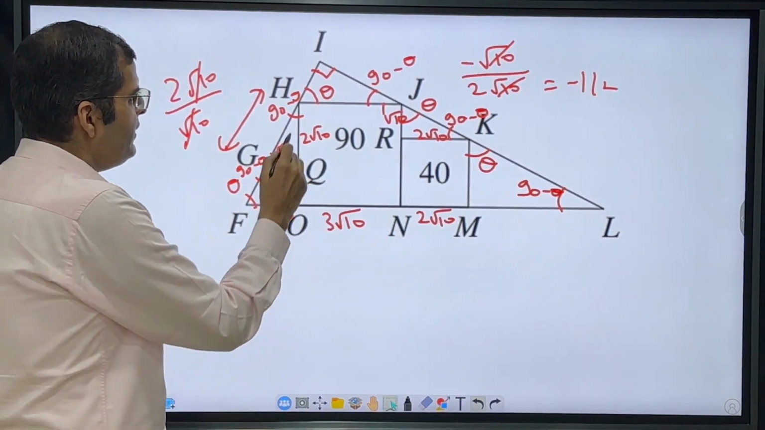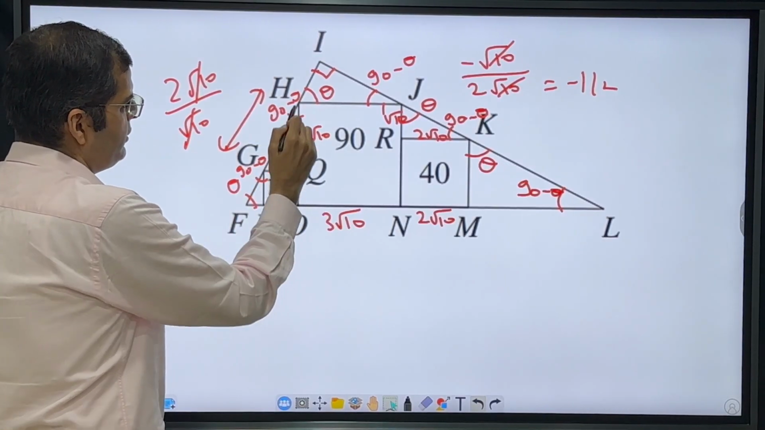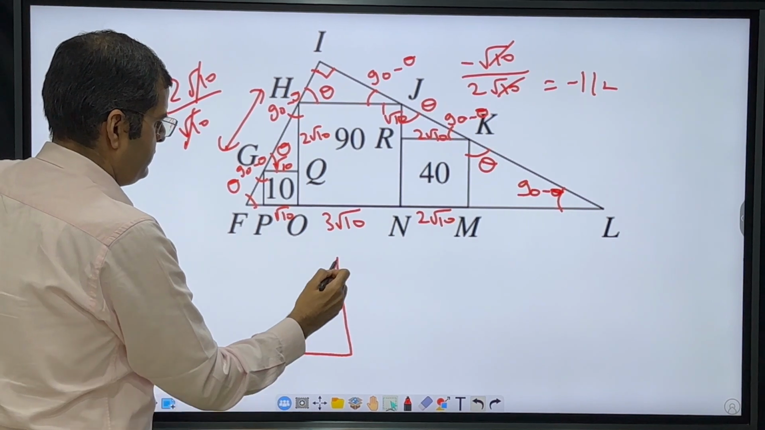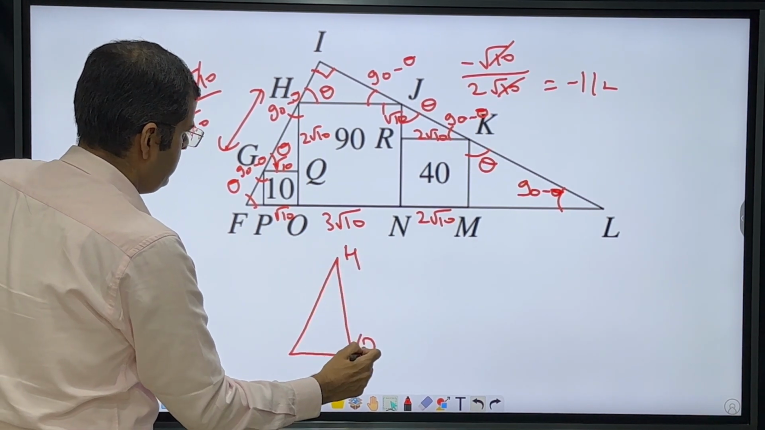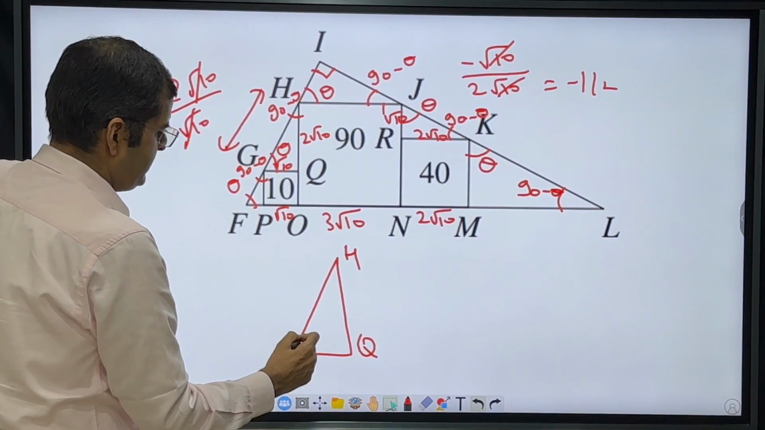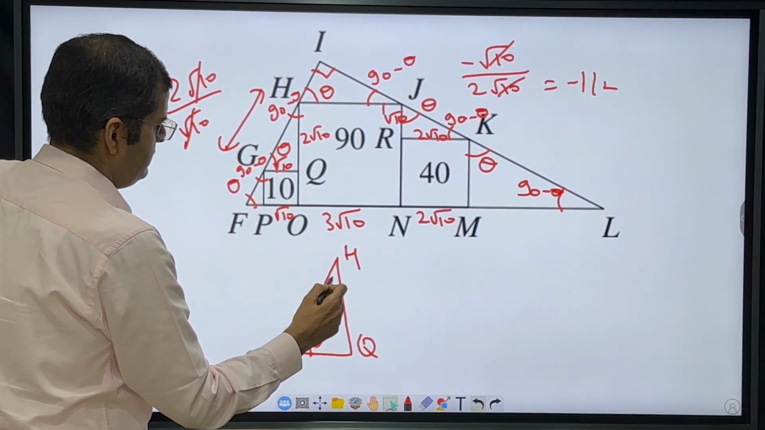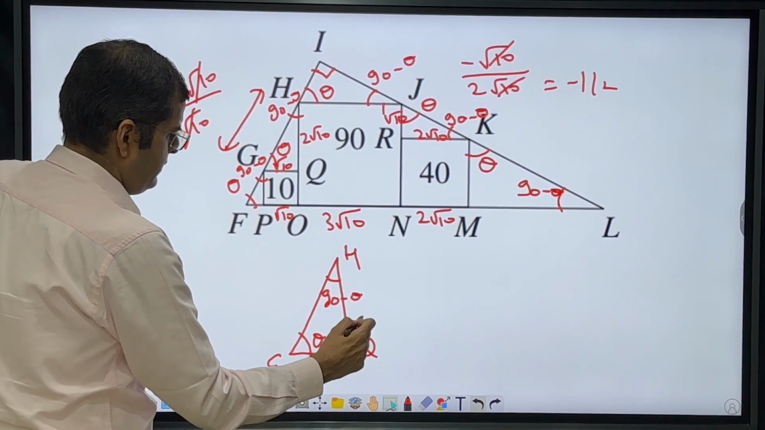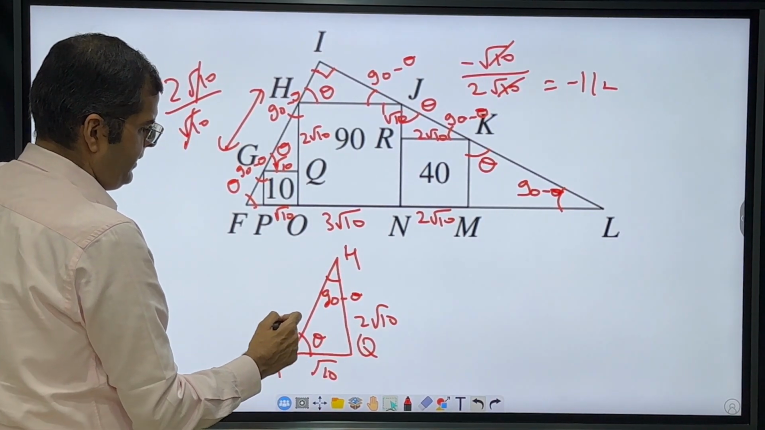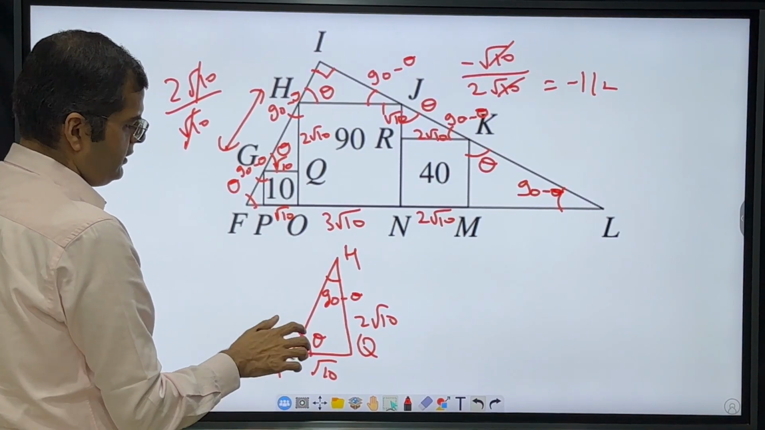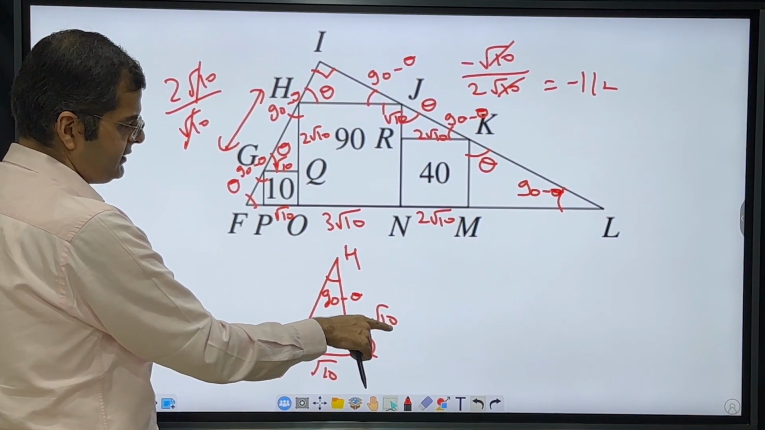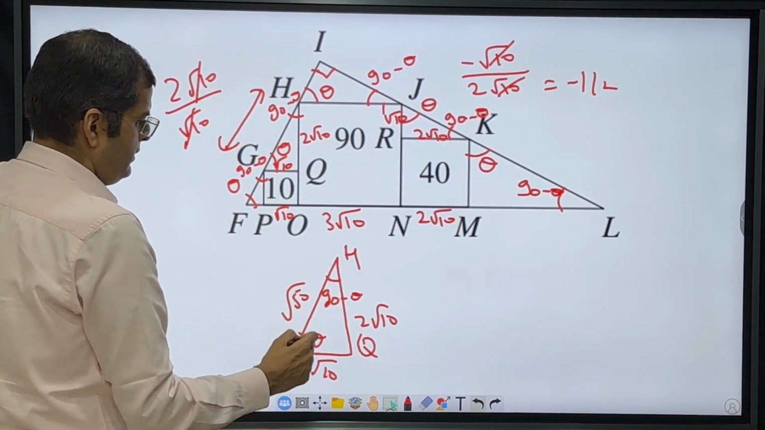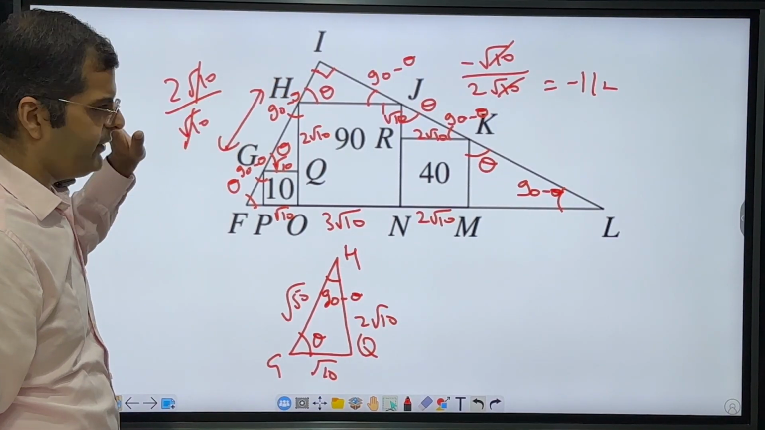Okay. Now, if I look at this triangle HGQ, I'm going to draw this triangle here: H, Q, and G. This is theta here. This is 90 minus theta. This is root 10. This is 2 root 10. This will be how much? Under root, the square of this is 40 and the square of this is 10, so under root 50. So, HG is root 50.